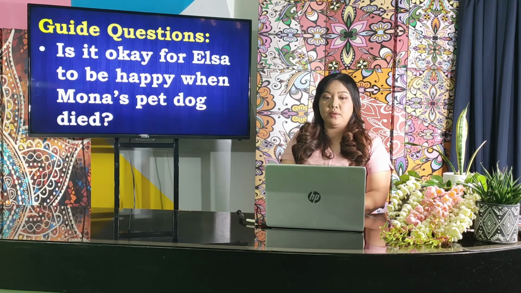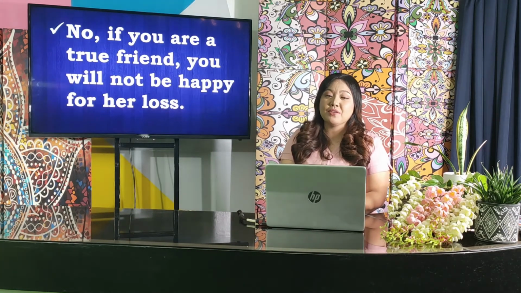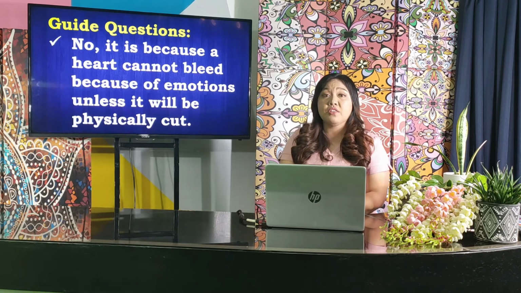Second question. Is it okay for Elsa to be happy when Mona's pet dog died? The answer is no. If you are a true friend, you will not be happy for her loss. Third question. Does a heart bleed because of sadness? The answer is no. It is because a heart cannot bleed because of emotions, unless it will be physically cut.